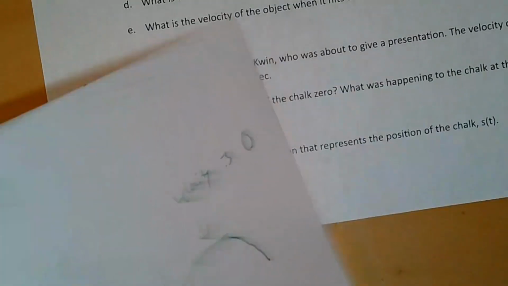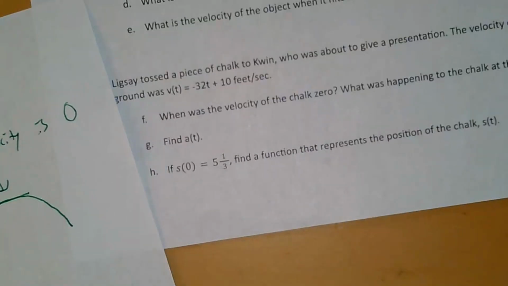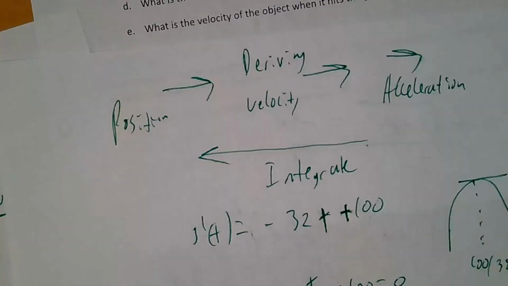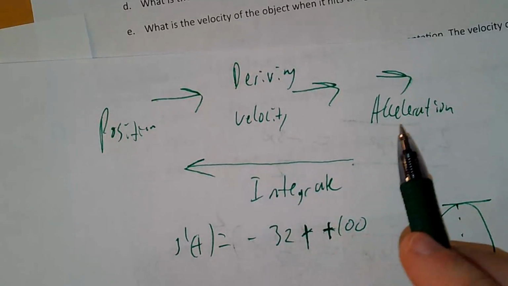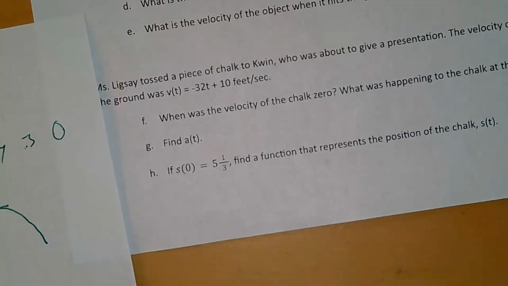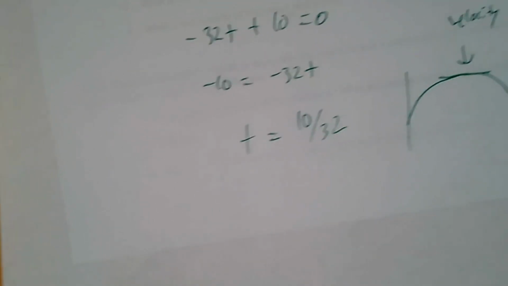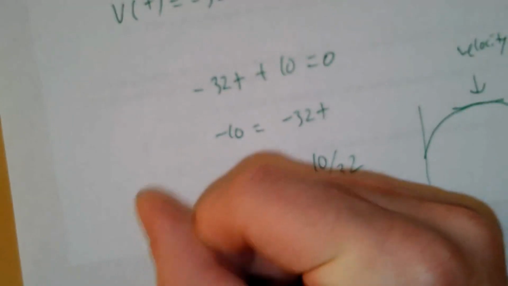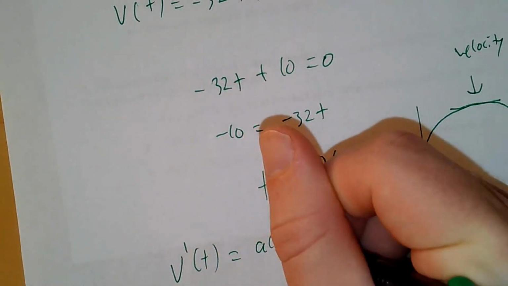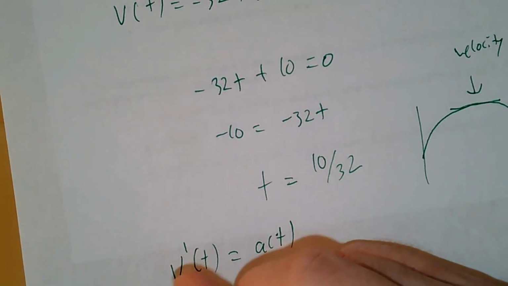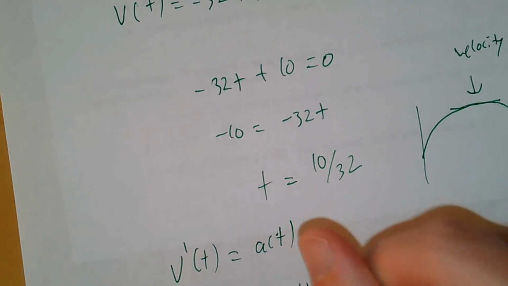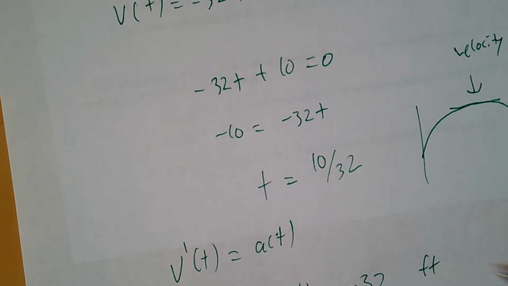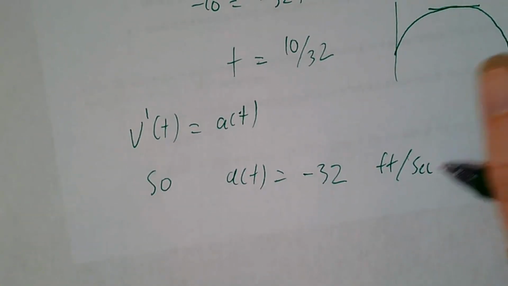Find A. So back to what I said before. If I can find that paper now. Yes, here. Look, we're given velocity. We're asked for acceleration. Take the derivative. We take the derivative of this. So the derivative of velocity equals acceleration. So A of t equals just negative 32 feet per second squared.